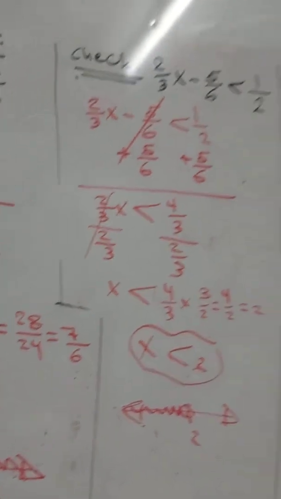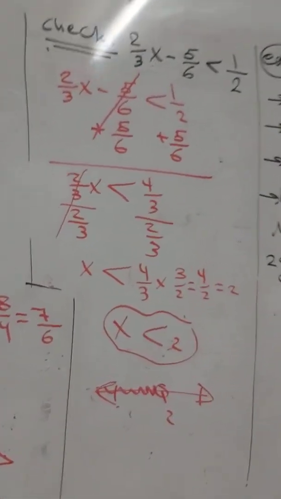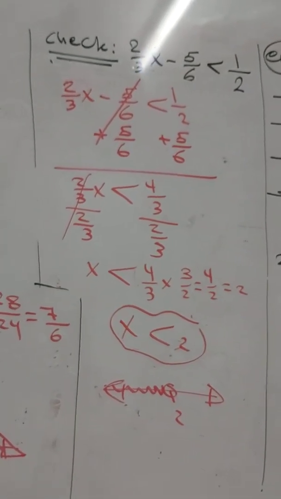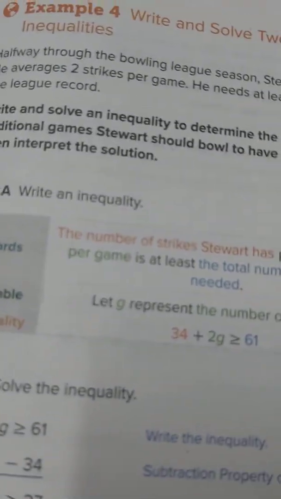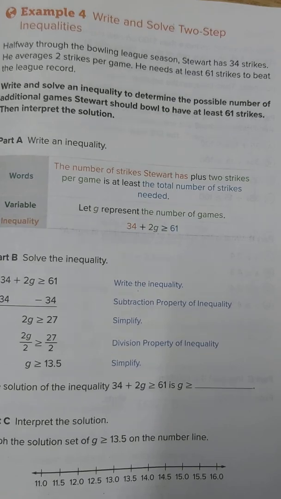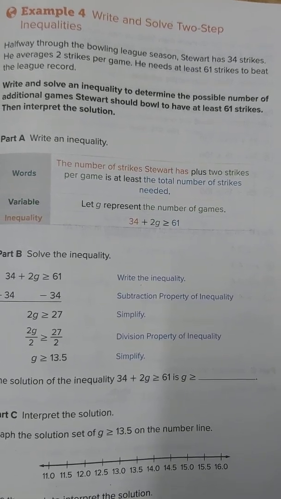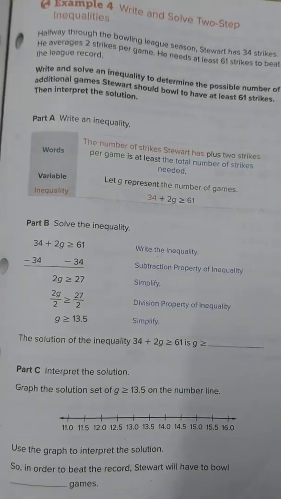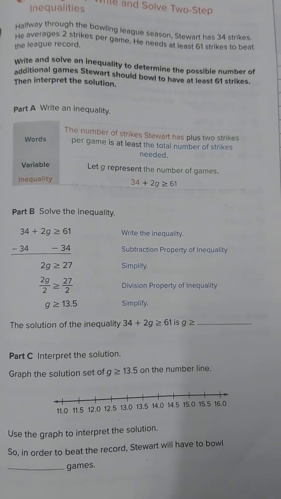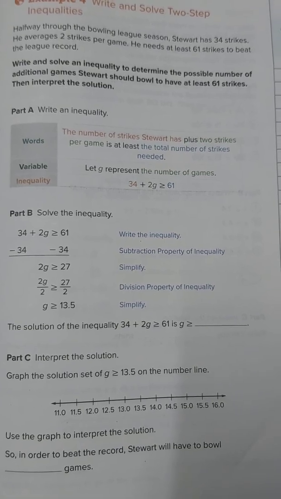Now after example 3, we have example 4. In example 4, we will write the inequality first, then we will solve it. I will read it for you. It is on page, sorry guys, page 377. The example says, halfway through bowling league season, Stewart has 34 strikes. He averaged 2 strikes per game. He needs at least 61 strikes to beat the league record.